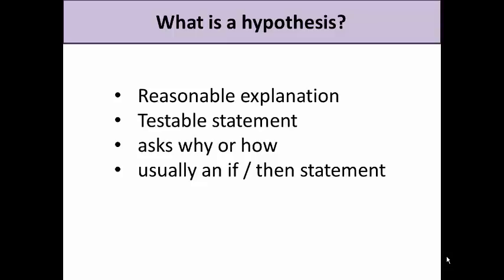First of all, it's a reasonable explanation. It's an explanation for whatever we've observed. In this case, that nitrogen is causing increased plant growth. It's also a testable statement. If you can't test it, it's not a hypothesis. So if you make the hypothesis that, say, fairies are coming at night and sprinkling fairy dust on some plants, making them grow better, that's not testable. And so in that case, it's not a hypothesis.